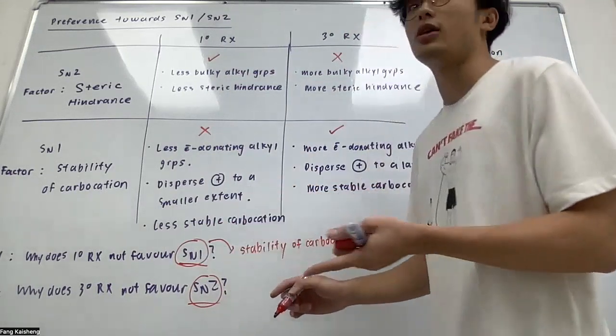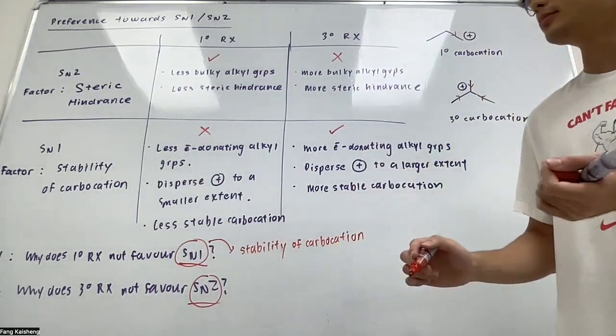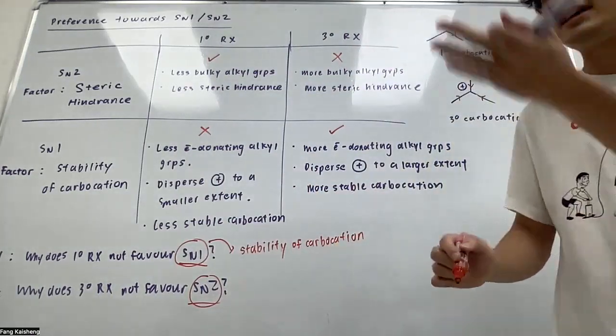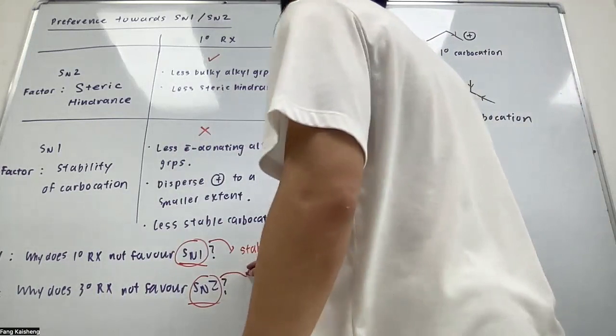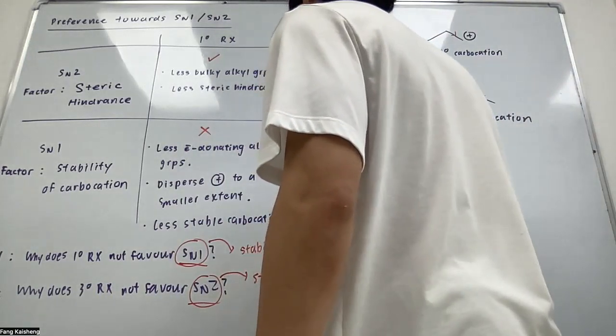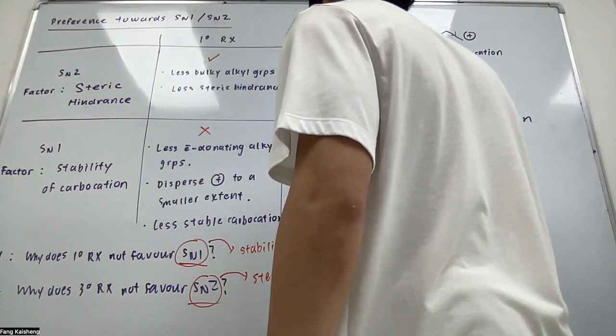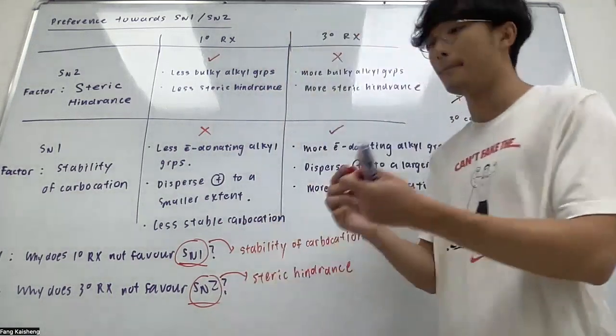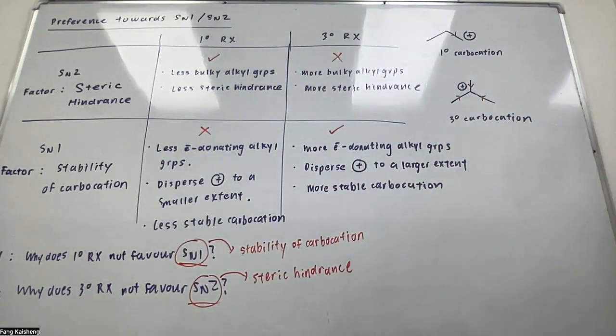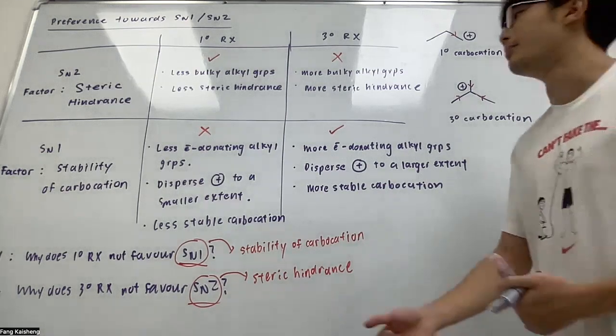How about the second question? Must talk about what? They print SN2 over there. You tell me about steric hindrance only. Don't make a mention of stability at all. If not, you will end up in that trap. This is how you answer the question. I'll tell you this first, then we're gonna try example questions.